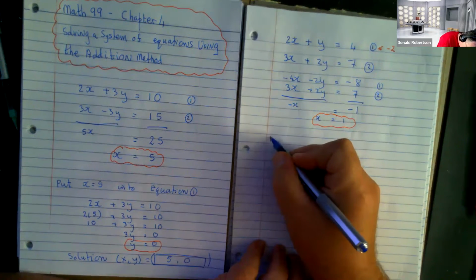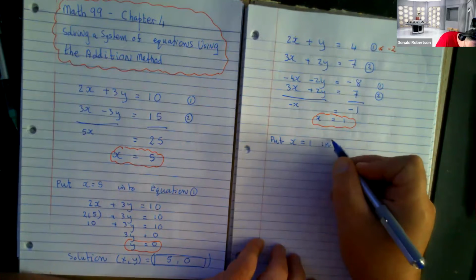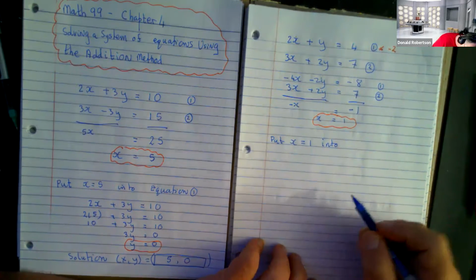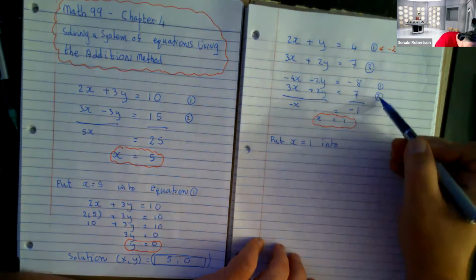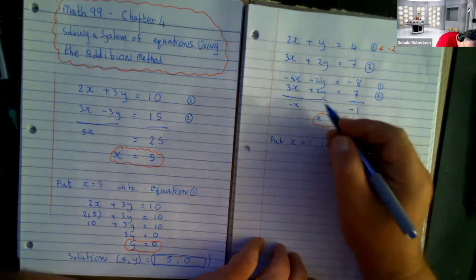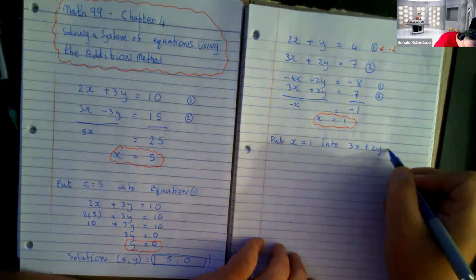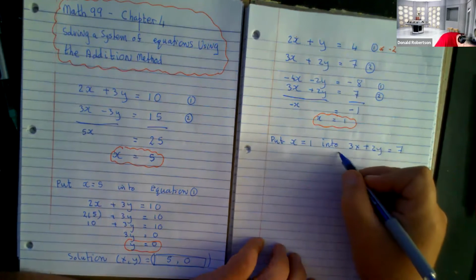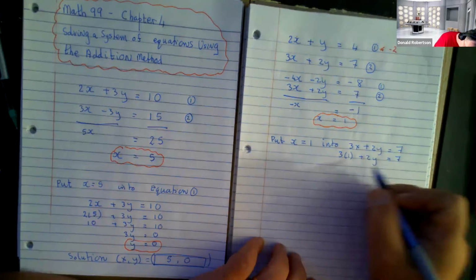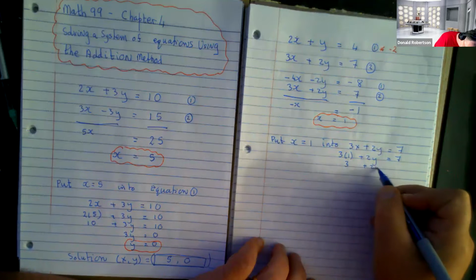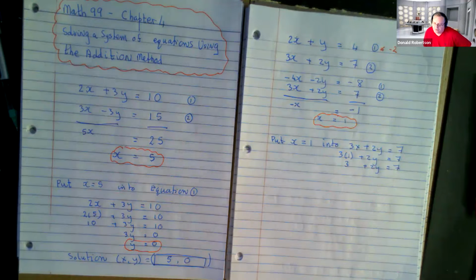And then you take that and you put x equals 1, and you choose any equation you like. You can choose the old version of 1, the new version of 1, or version 2. No particular reason, let's pick this one. So I'm going to put it into 3x add 2y equals 7. So that's 3 lots of 1, add 2y equals 7. That's 3 add 2y equals 7. Then we'll continue to solve for y.